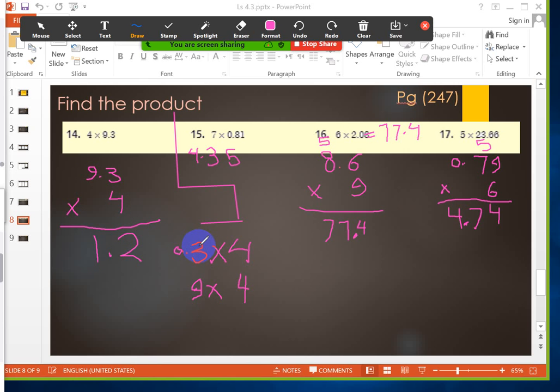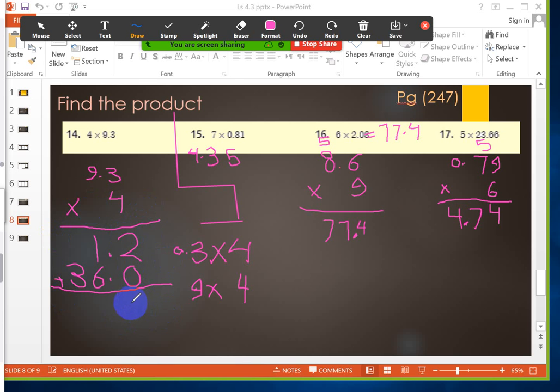9 multiply 4. Yes. Equals, quickly, please. 36. Very good. The answer is 36. I have to order the answer here. Girls, you have to be careful to order the answer correctly, that means the ones under the ones and the tens here. Okay? Then I have to add the answers according to the partial product. There is no decimal point here, so I will put a decimal point, and the digit after it will be 0. Then I will add the answers.